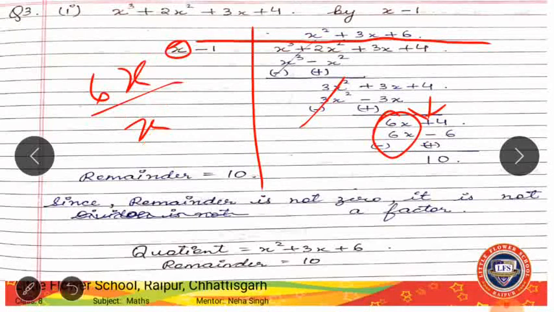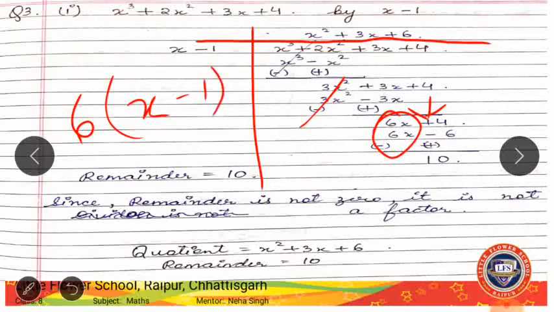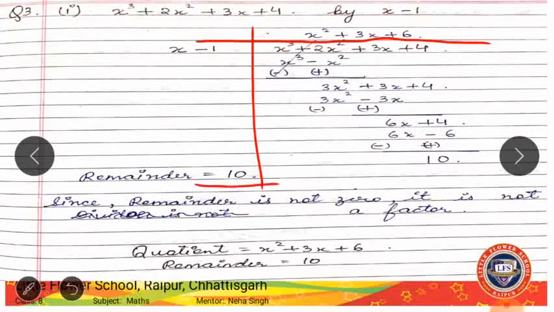So now what we'll do? We'll multiply this 6 with x minus 1. So it will be 6x minus 6. We will write here 6x minus 6. Now again sign change. So this 6x and 6x will get cancelled. So here it is plus 4 plus 6 will be 10, right? Now no more further division is possible, right? So remainder is 10.